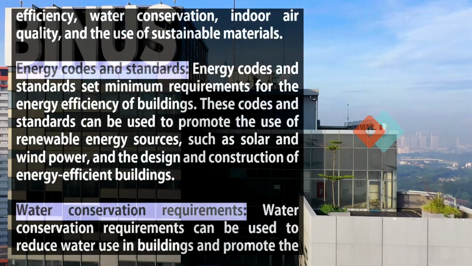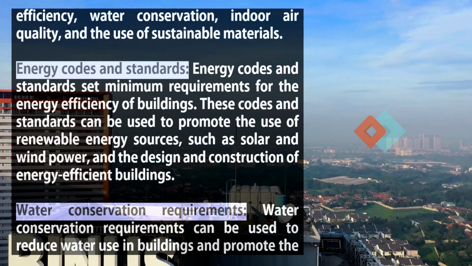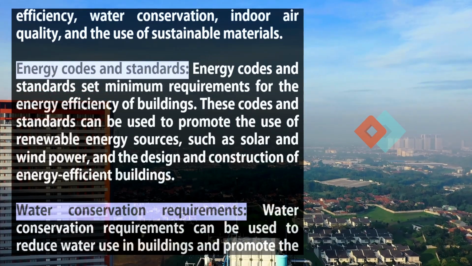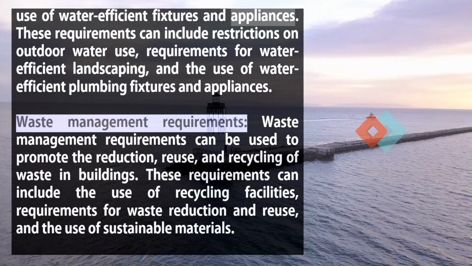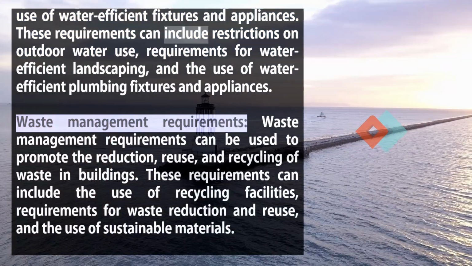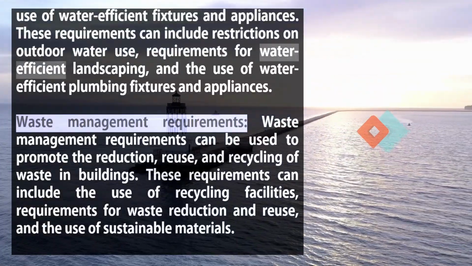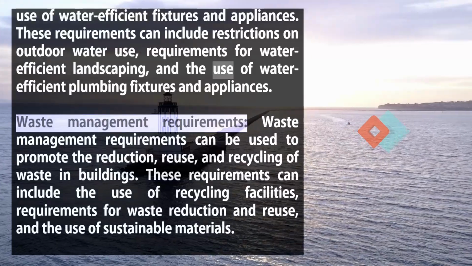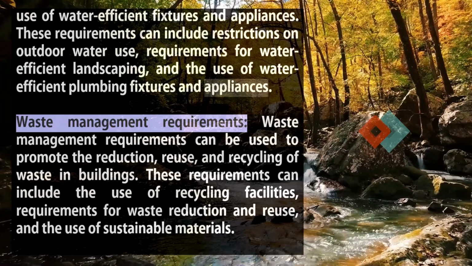Water conservation requirements. Water conservation requirements can be used to reduce water use in buildings and promote the use of water-efficient fixtures and appliances. These requirements can include restrictions on outdoor water use, requirements for water-efficient landscaping, and the use of water-efficient plumbing fixtures and appliances.